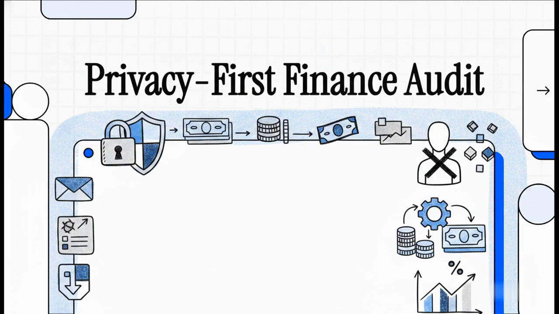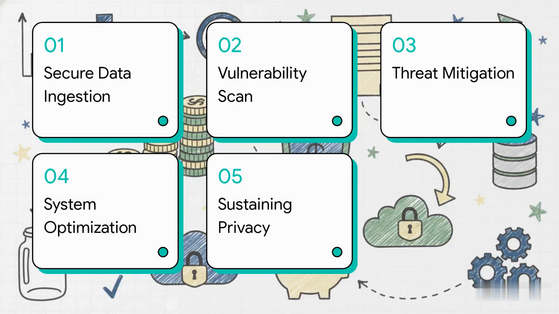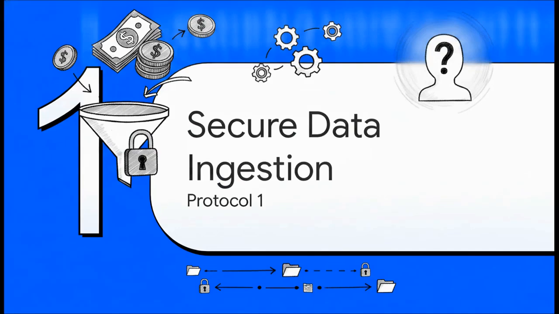By treating all the income, expenses, and debt as generic variables, we can provide totally unbiased optimization strategies and debt payoff calculations based entirely on the relative percentages of the data. To ensure absolute privacy and maximum efficiency, this audit follows 5 strict protocols: secure data ingestion, vulnerability scan, threat mitigation, system optimization, and sustaining privacy. Protocol 1, secure data ingestion.